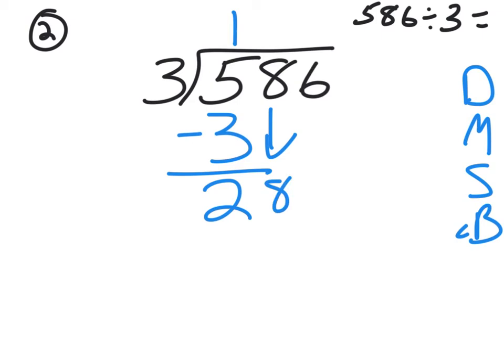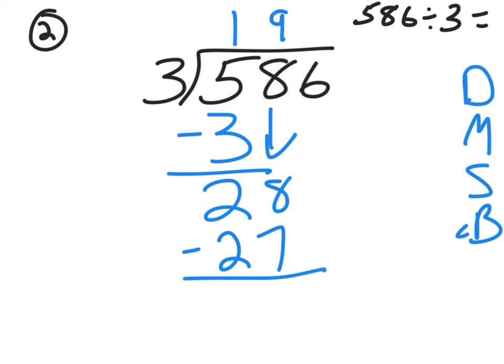Brought down the 8. Now, next new division step. How many times is 3 going to 28? Well, 3 times 7 is 21. 3 times 8 is 24. 3 times 9 is 27. Did the dividing and multiplying.